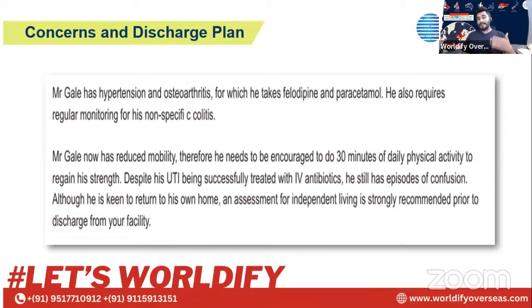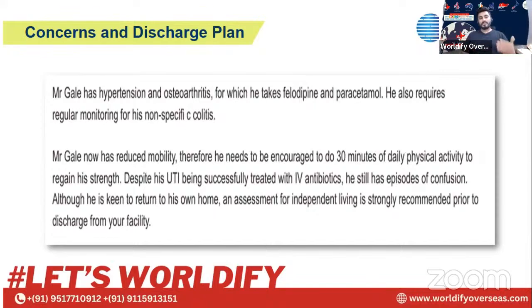And the very next line again uses although. Now let's see the use of although here. Although he's keen to return to his home. That's the first independent phrase here. Although he is keen to return to his home, you use a comma instead of, like, the sound here is of but. Although he's keen to return to his home, but an assessment is needed, right? But you do not use but, you use a comma here.